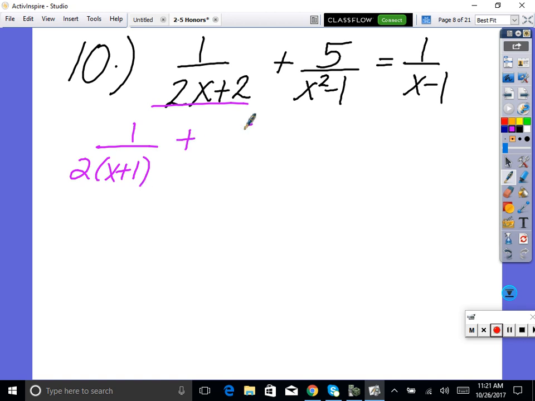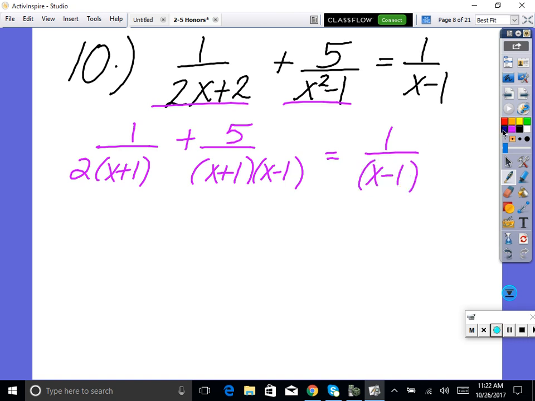And then we have plus 5 over, what is that factor to be? X plus 1, x minus 1. Oh, well, look at that. They're already a stuff in common. And then we have equals 1 over x minus 1. So my least common denominator is 2, x plus 1, right? And x minus 1. Does everybody understand why? If not, you got to ask why.